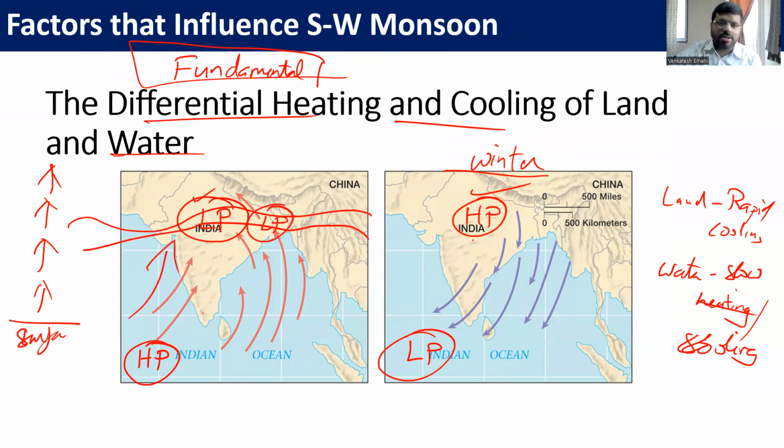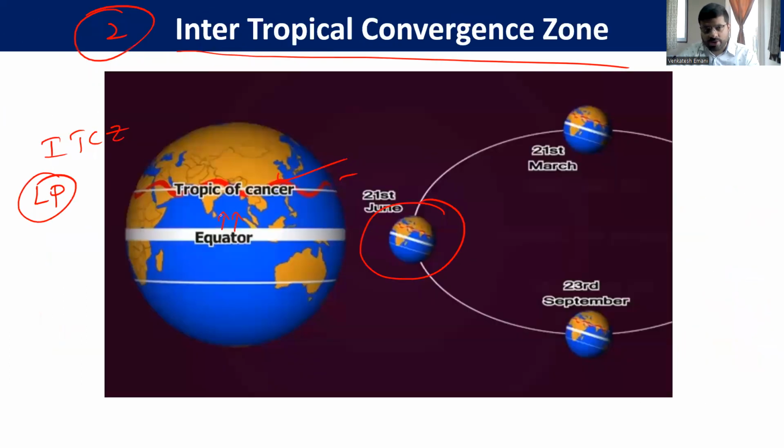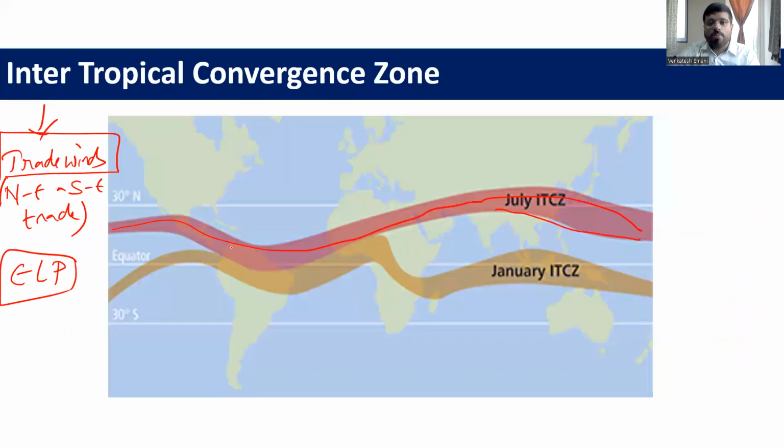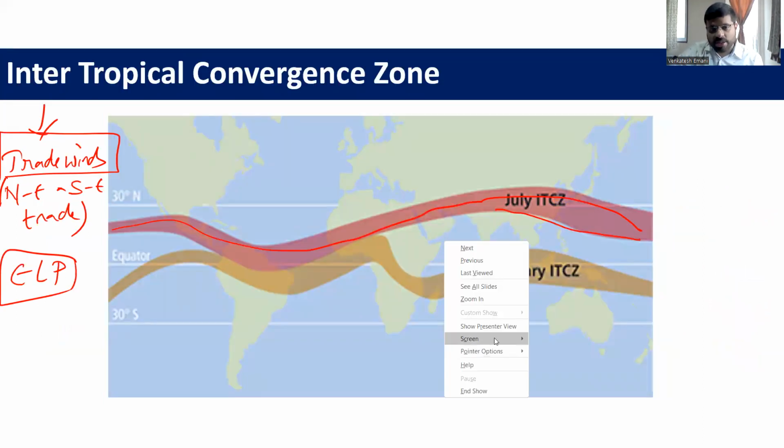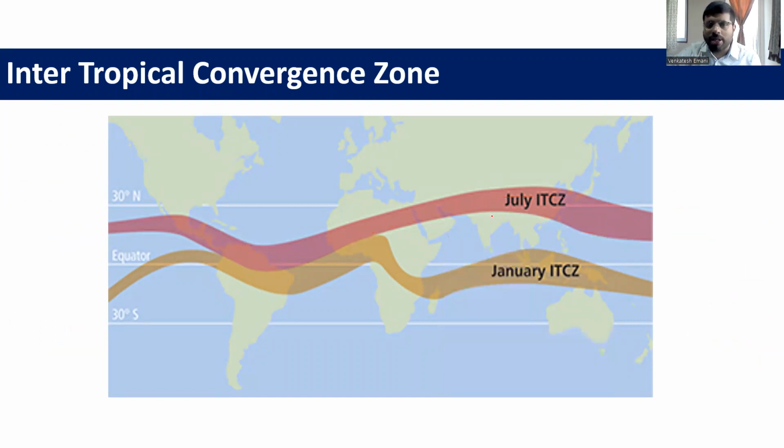Winds are attracted towards the low pressure. Why do you think these winds are moving towards this? It is because of this low pressure area. So it is the movement of the ITCZ, in the months of June, July, August, September. You can see here, ITCZ will be here only. So this is a low pressure.